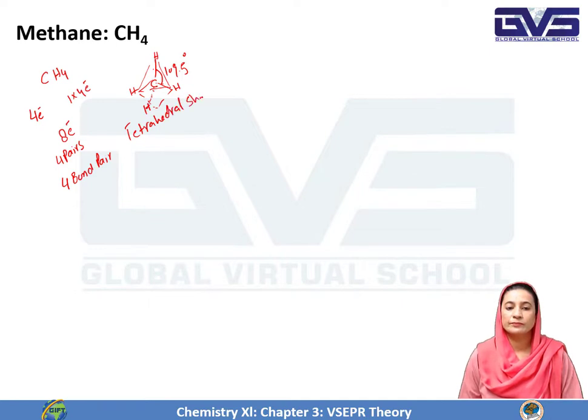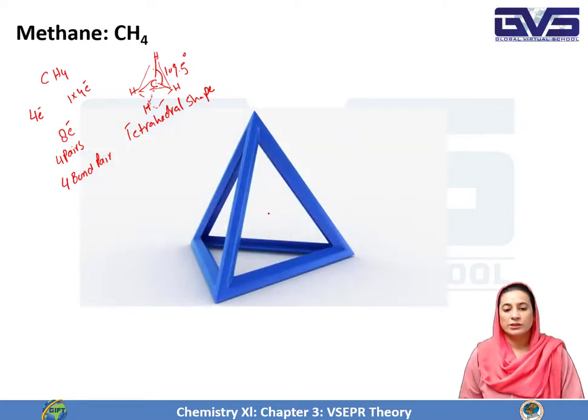shape like this. Consider carbon is in the center, 1 hydrogen in this corner, 1 in this corner, 1 in this, and 1 hydrogen is this. So this is like a tetrahedron, a regular tetrahedron.